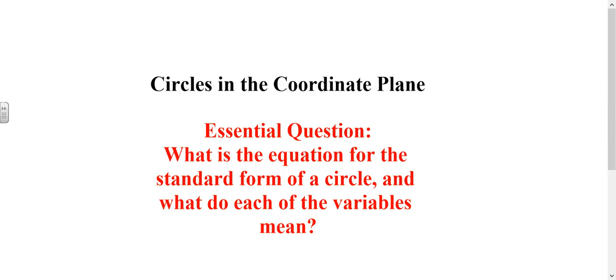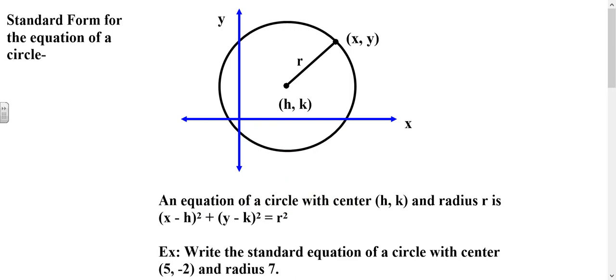Today we are going to learn about circles in the coordinate plane, so circles on a graph. And your essential question is, what is the equation for the standard form of a circle, and what do each of the variables mean? So the standard form for the equation of a circle, let's take a look at that.